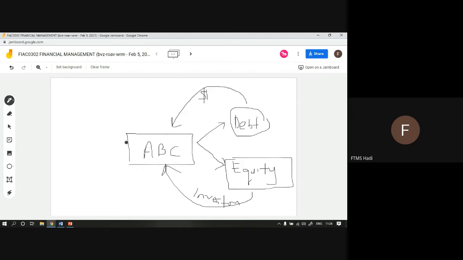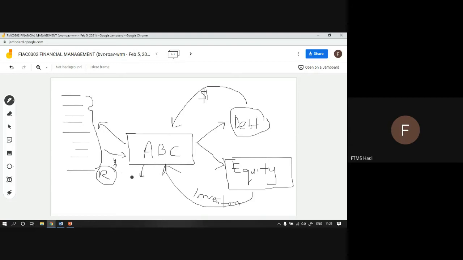Once ABC has money, let's say ABC is selling a product, it can be any product, and they will sell it to many customers. Those customers will buy and purchase the product and give money to ABC, and ABC will record it as revenue. I put it as R, which is revenue.